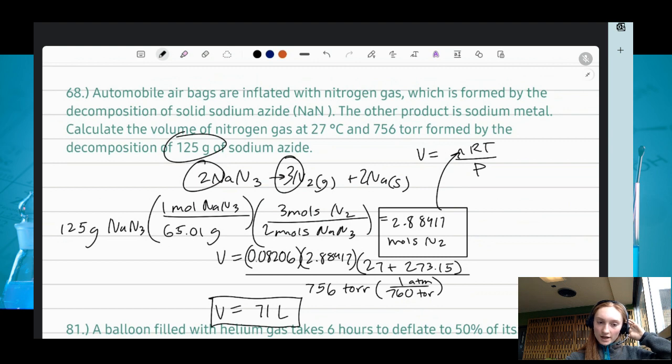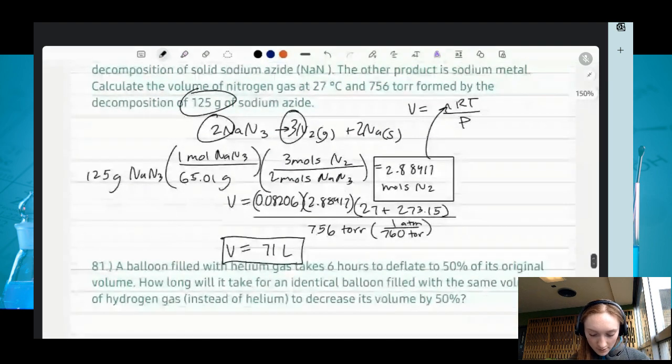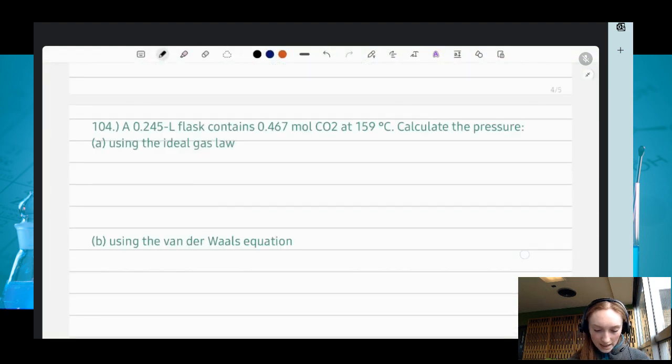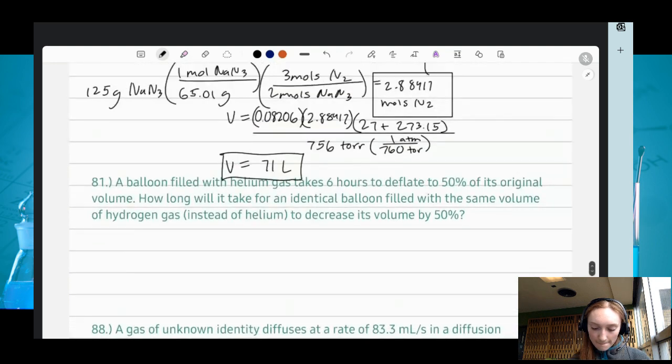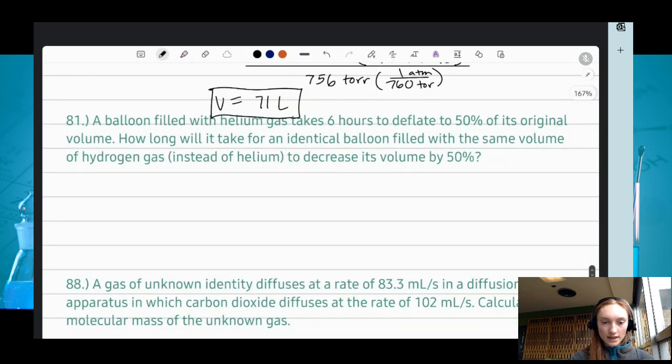Now let's move on to 81. 81 is a different kind of question, same with 88 and 104 a little bit. We will be working with different rates in molar masses and also van der Waals. So the previous ones were just gas laws, everything is ideal and perfect. The next problems will be a little different.